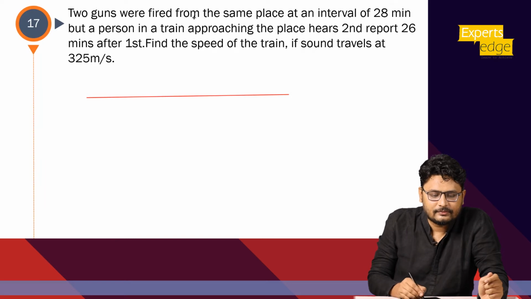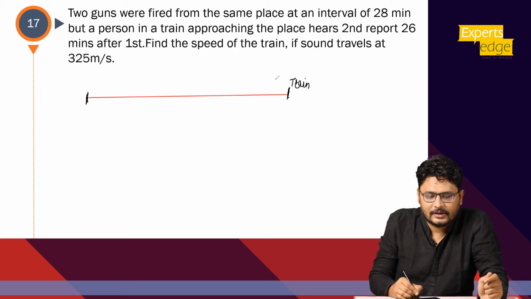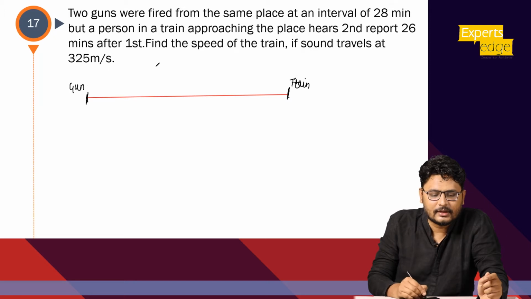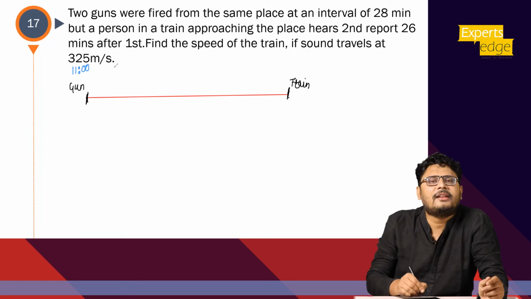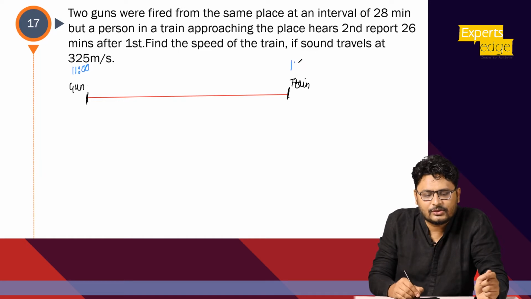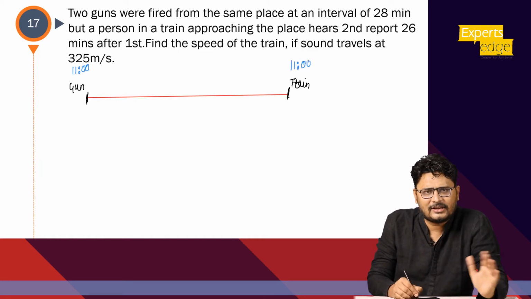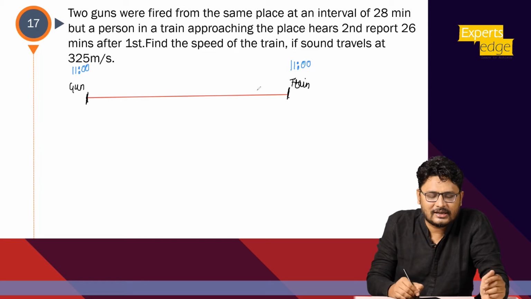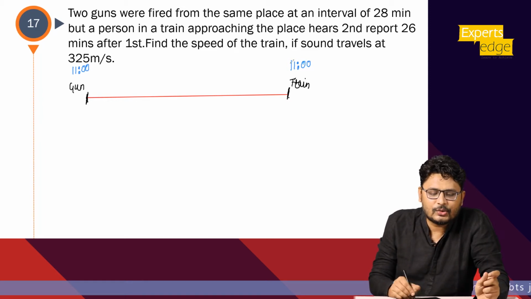So let's say here the gun is fired, and let's say here is a train approaching. Okay, here is a train and from here the bullet and gun are fired. I'll just take a time reference, just for understanding. Suppose the first bullet was fired at 11 o'clock, and I'm considering the negligible time to travel. So it shot at 11 and he also heard it at 11, the first shot.